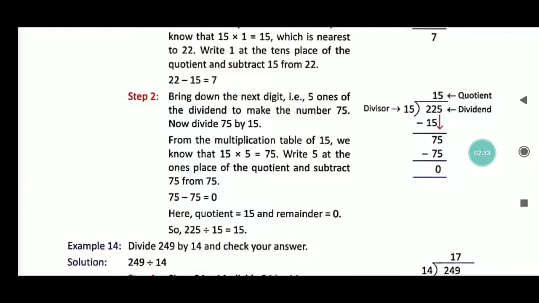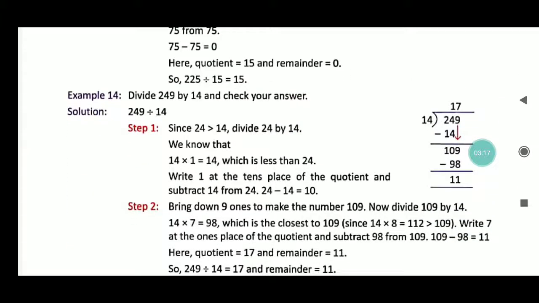That means in step 2, bring down the next digit, that is 5 ones of the dividend, to make the number 75. From the multiplication table of 15, we know that 15 into 5 equals 75. Write 5 at the ones place of the quotient and subtract 75 from 75. Here quotient equals 15 and remainder equals 0. So 225 divided by 15 equals 15. That means 15 into 15 equals 225.